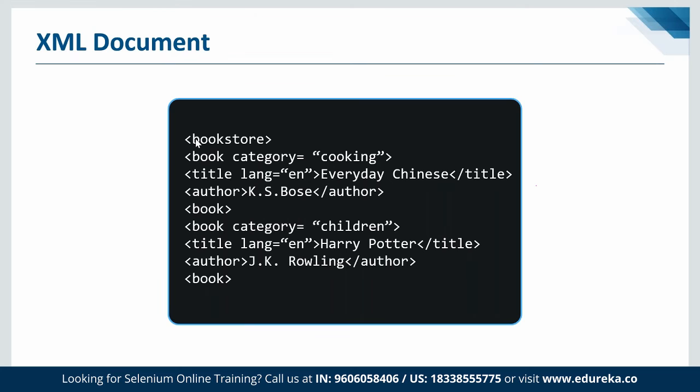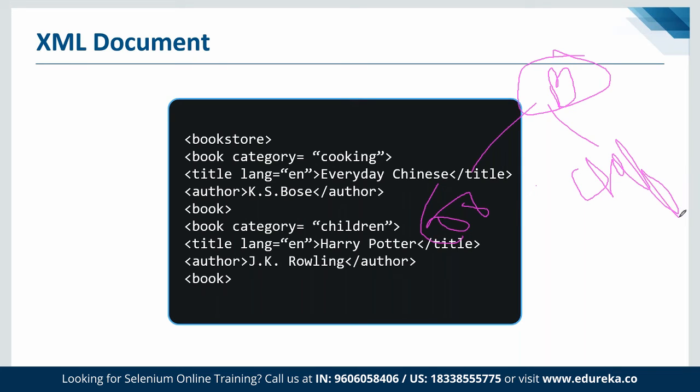At a very high level, a node is your bookstore. Under bookstore you have categories, cooking and children. Under them siblings are there, like title, language, author. If you see this in a tree structure, how will the tree look? First there will be a bookstore. In bookstore you have two categories, cooking and children. Under cooking and children you will have language and author.